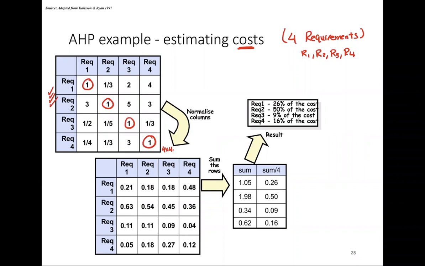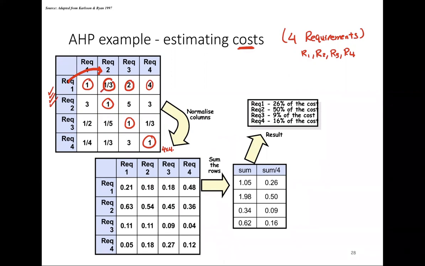And this is the cost. So the cost of 1 against 2 is 1/3. That means the cost of requirement 1 is 1/3 of the cost of requirement 2. The cost of requirement 1 is double the cost of requirement 3. And the cost of requirement 1 is 4 times the cost of requirement 4. So we just put a ratio here between the cost of each requirement against the other requirement.